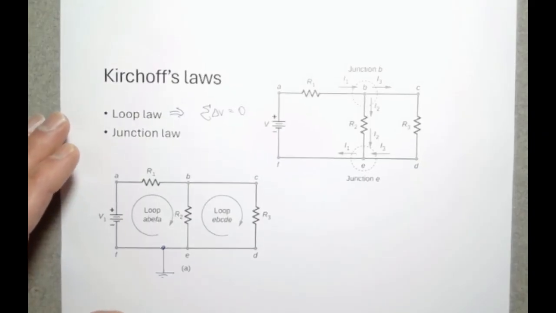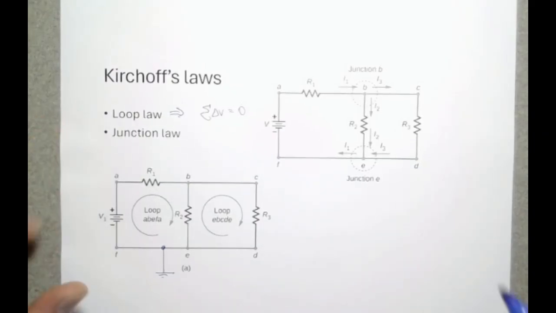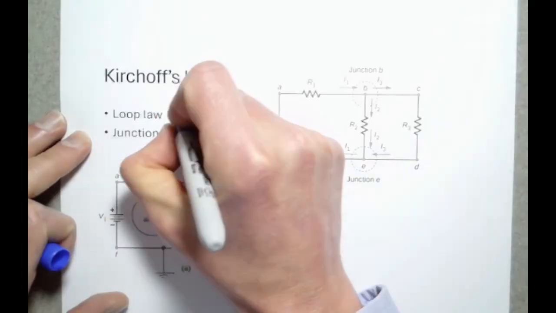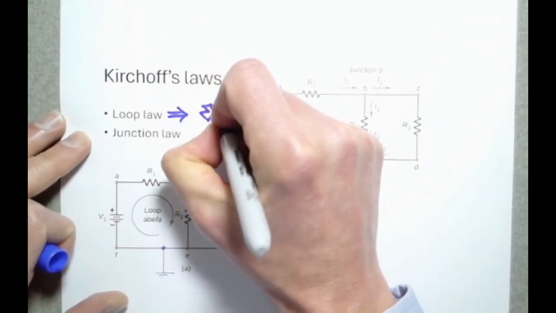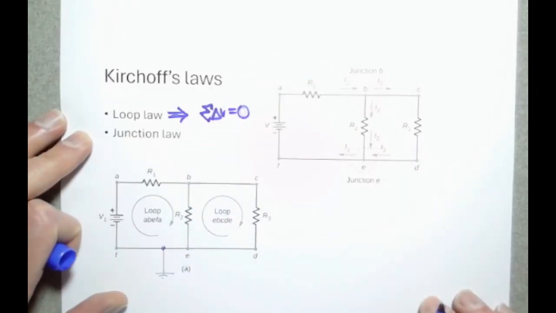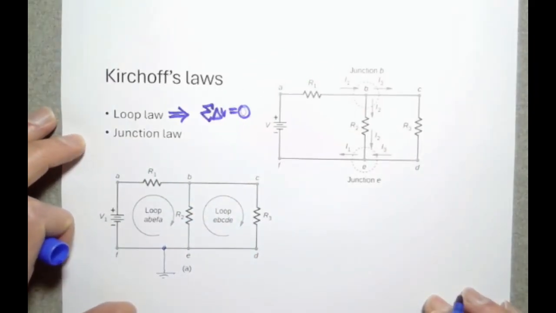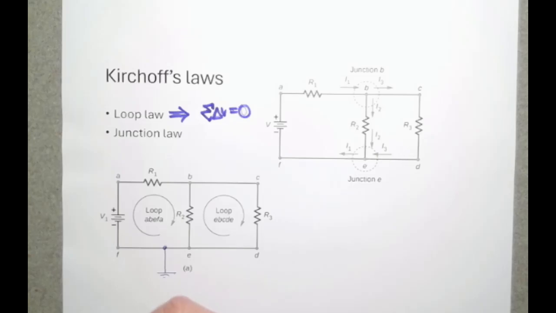Does that show up okay? It doesn't look like it shows up very well, does it? Let's try this. Does that show up better? Yeah. Okay. Sum of the voltages equals 0.